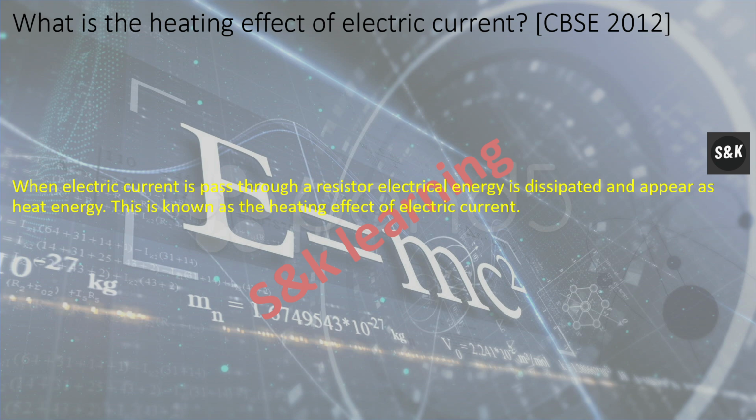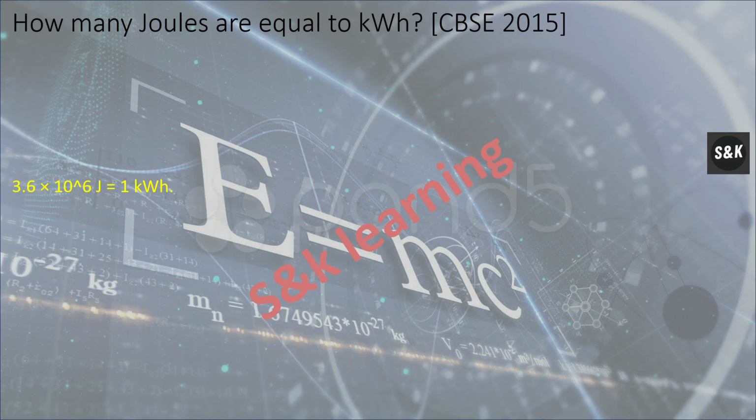When electric current is passed through a resistor, electrical energy is dissipated and appears as heat energy. This is known as the heating effect of an electric current. How many joules are equal to one kilowatt hour? So 3.6 × 10^6 joules is equal to 1 kilowatt hour.